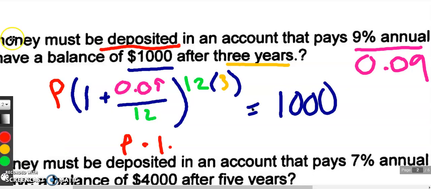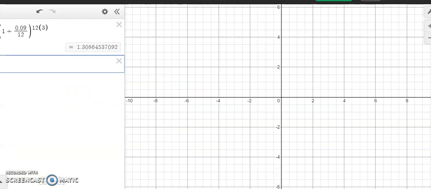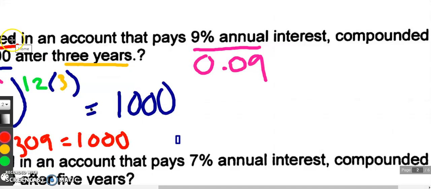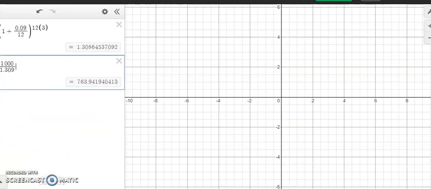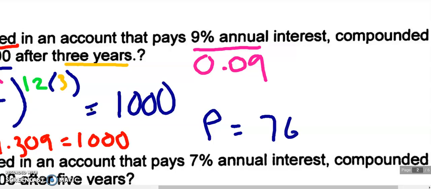So I know that equals $1,000. So to get my answer, I'm just going to divide 1,000 by 1.309. Therefore, P equals 763.94.